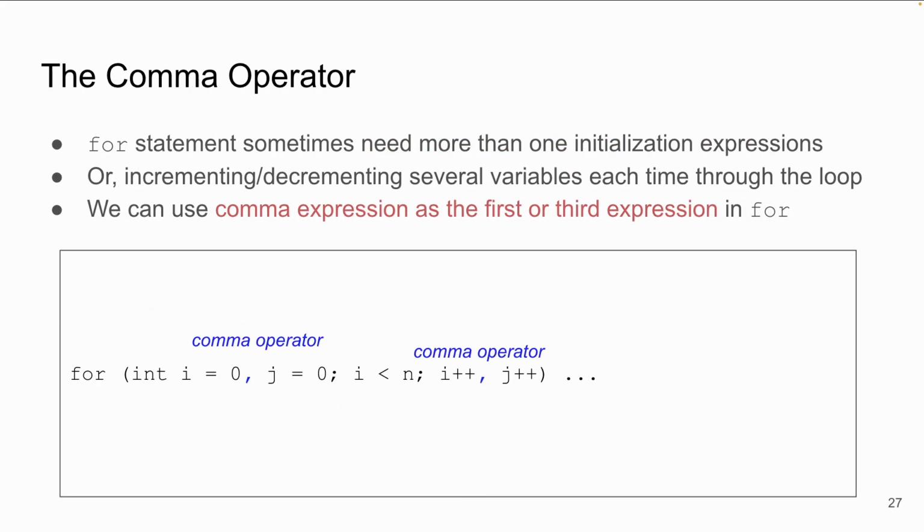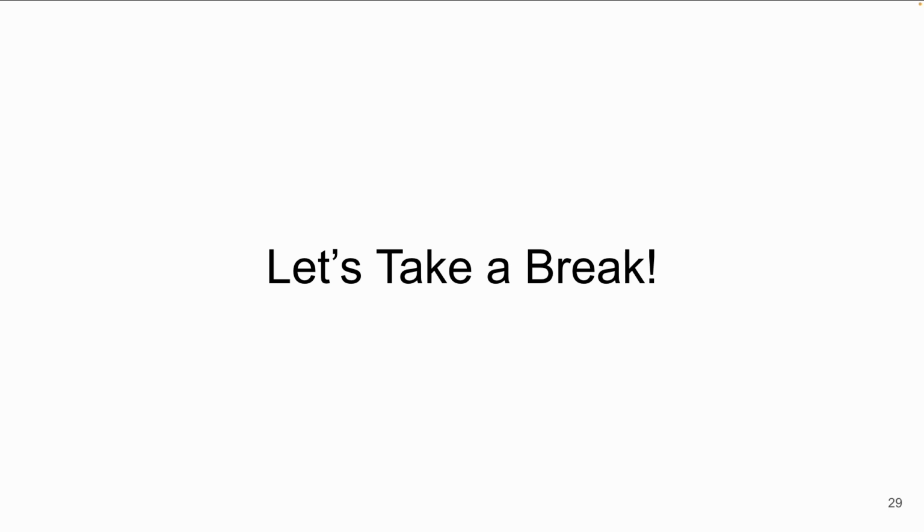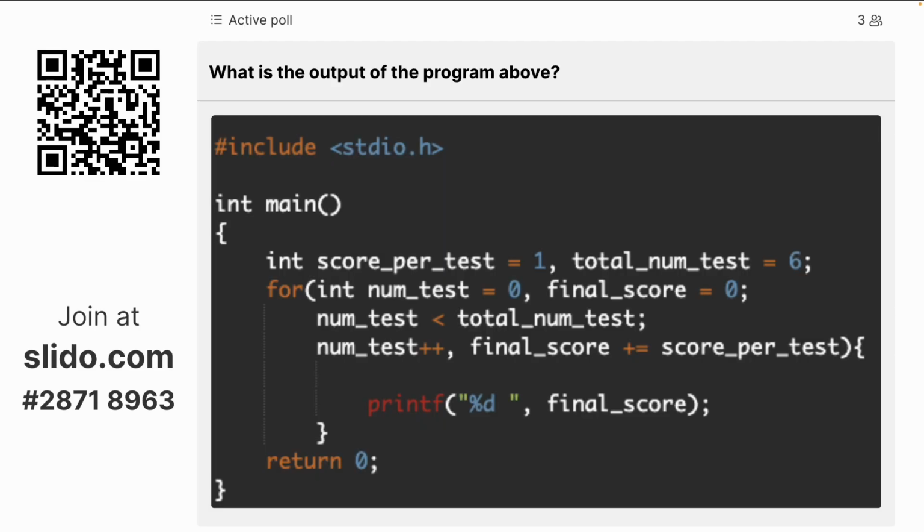So after the break, what we're gonna do first, maybe most of you think about, is to use Slido to test whether you really understand the for statements and the comma operators. So don't be afraid about this program here. So okay.